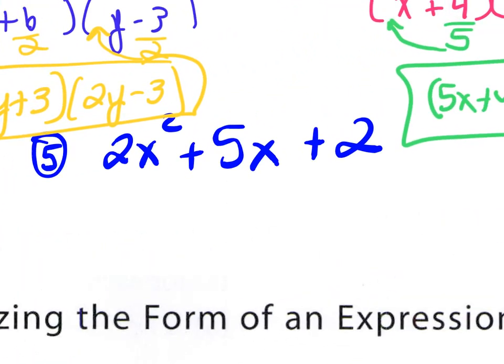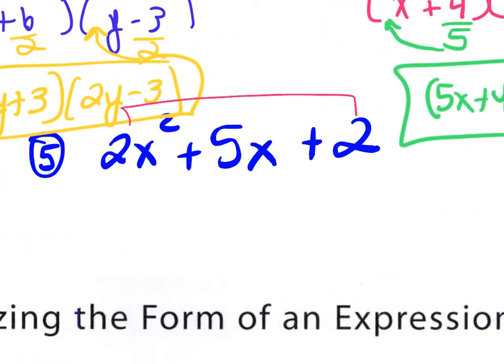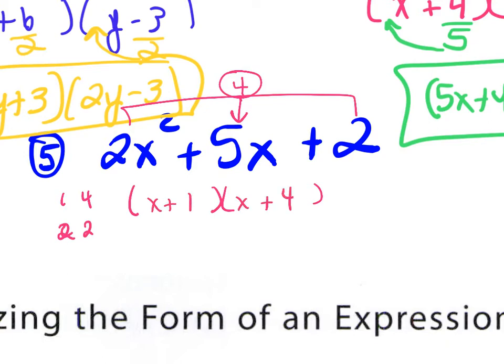Let's scoot on over here. 2 times 2 is 4. What are the factors of 4 that will multiply to give me a 4, but add to give me 5? 1 and 4. Yep, and both of them are plus because everything's plus in the problem.